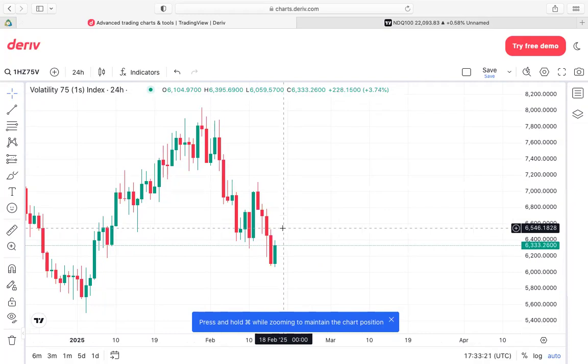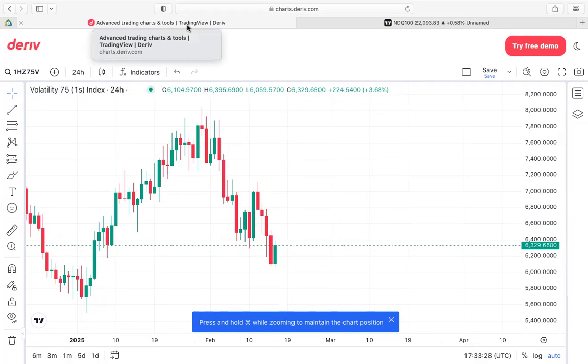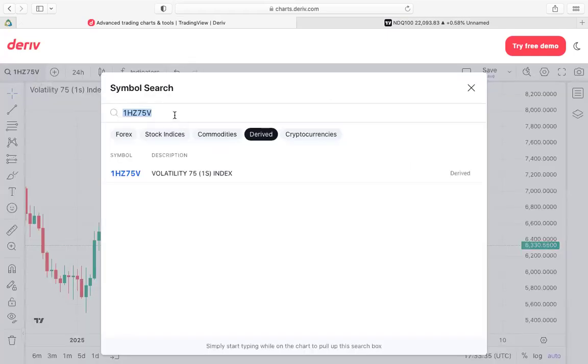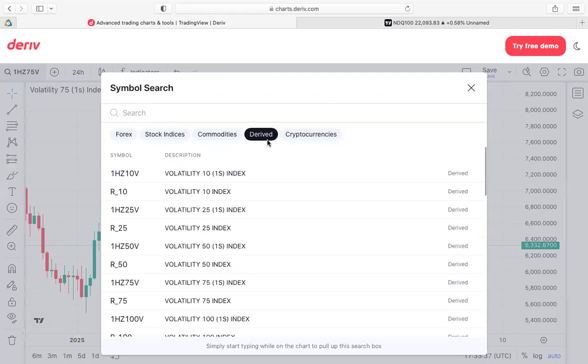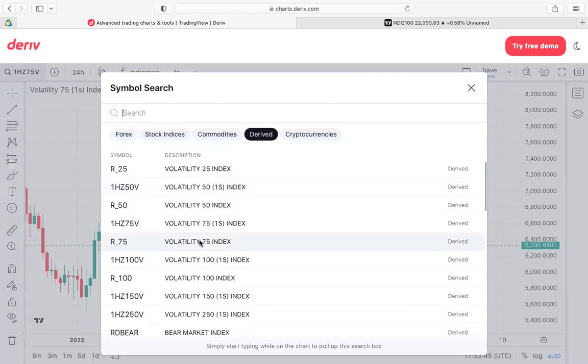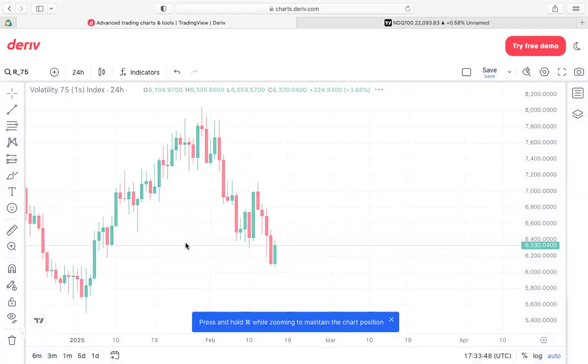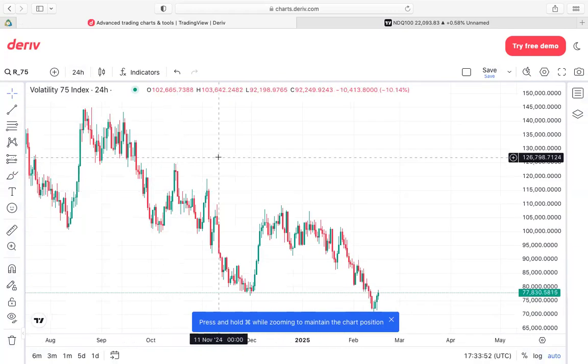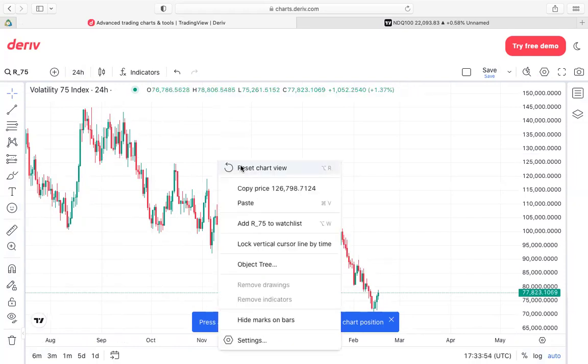So, speaking of our Volatility 75, if you want this, you Google Deriv TradingView. This will appear. You come here, go down to R75, the Volatility 75 Index. Let me reset this chart.